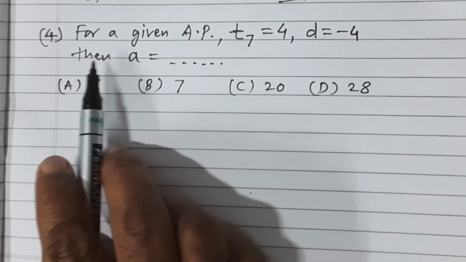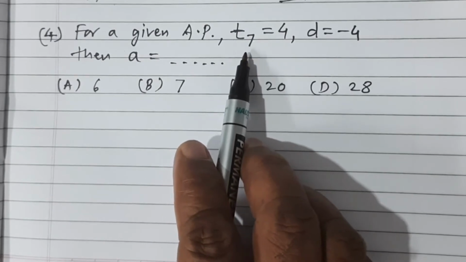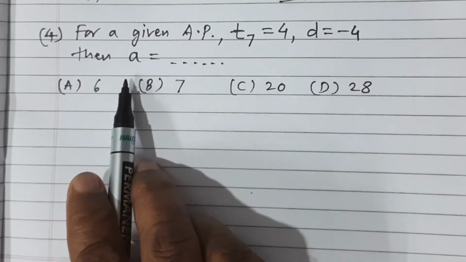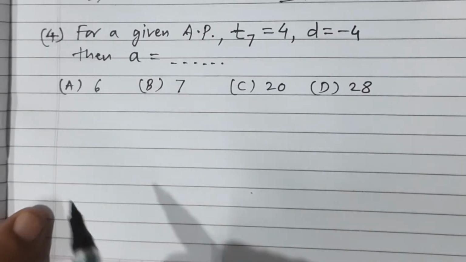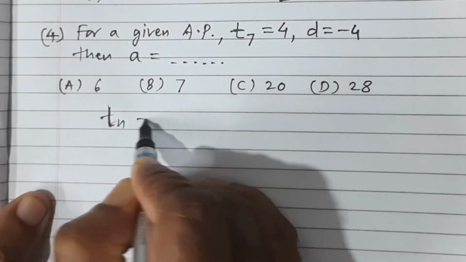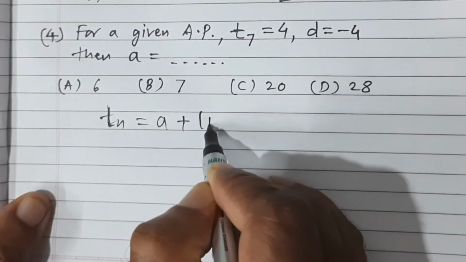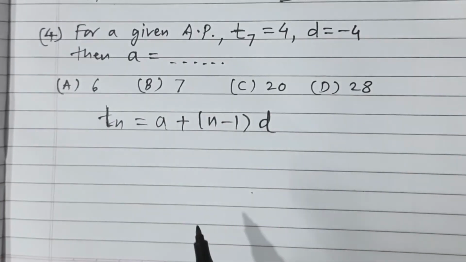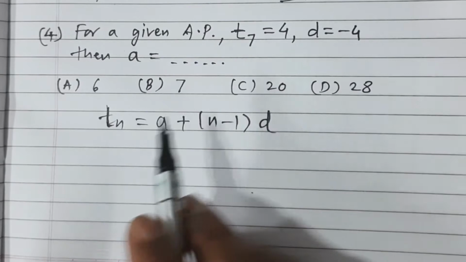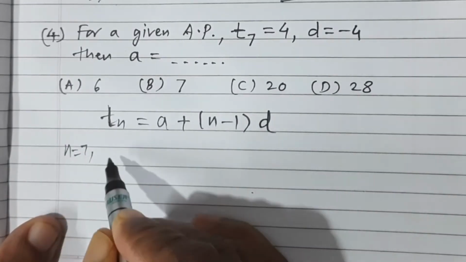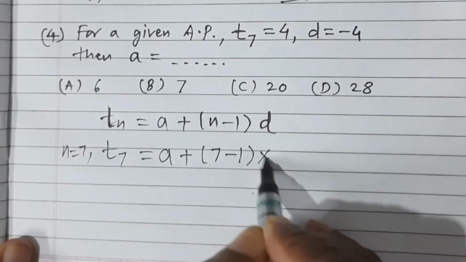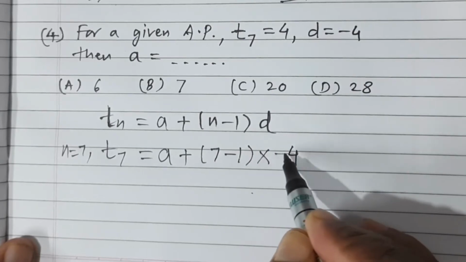Fourth example: for a given AP, the 7th term T7 is 4 and D is minus 4. Then find A, that is, the first term. We know for an AP, Tn is equal to A plus (n minus 1) into D. We will substitute the value of D and n is equal to 7 here. So for n is equal to 7, T7 is equal to A plus (7 minus 1) into D, and D is given as minus 4.